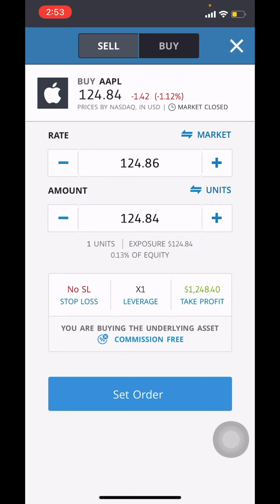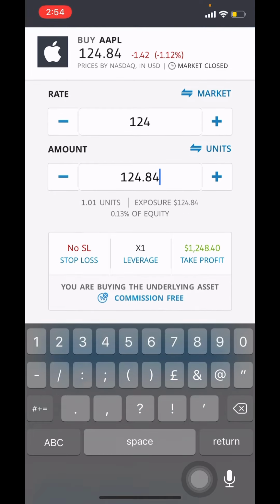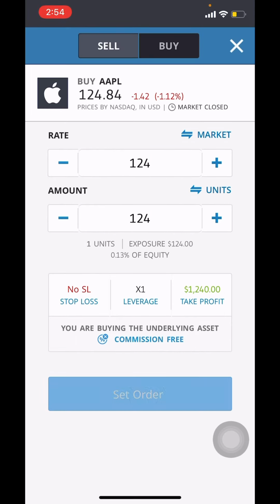If you set rate, let's say you're thinking the 124.84 is a lot, and you think Apple stock will go a bit lower, so you set your specific rate as per your own preference. So you think Apple will go down to 124. All right, so you put 124, and then you put 124 amount. As you can see, it says 1 unit. Your exposure is the same, $124.13 of your equity.